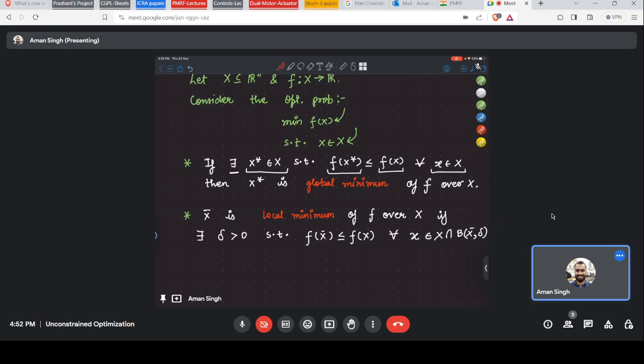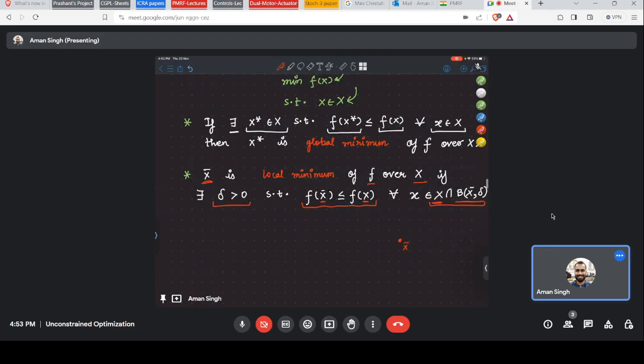So let's read what this means. x bar is a local minimum of f over X if there is a positive number delta such that the function value at x bar is smaller than all other x's such that x belongs to X intersection some ball of radius delta centered at x bar. So this is just a neighborhood of x bar. Let's say this is x bar, and this is my set X, and I just want to check nearby, within delta. This area is called the neighborhood of x bar, and this radius is delta.